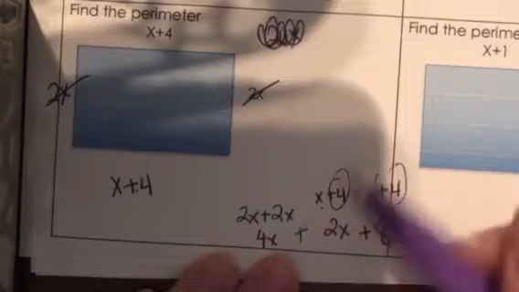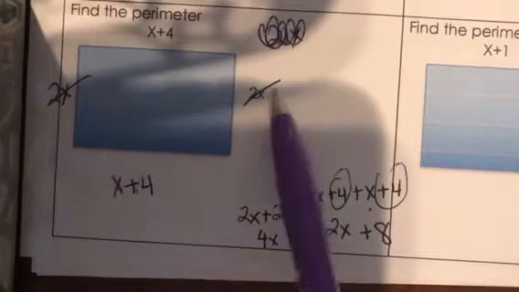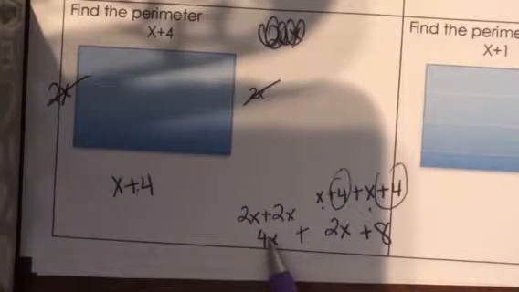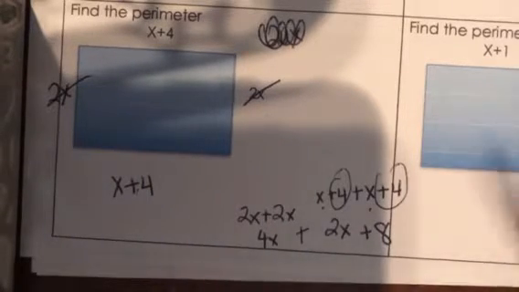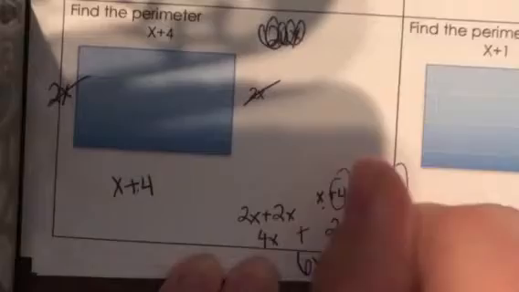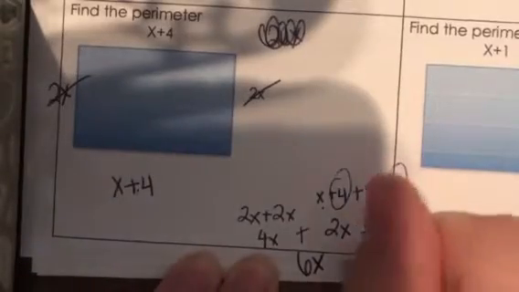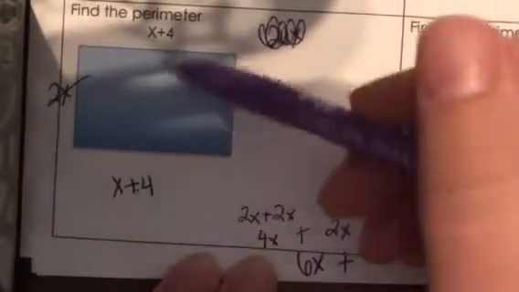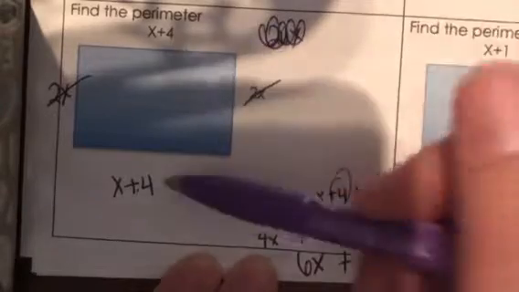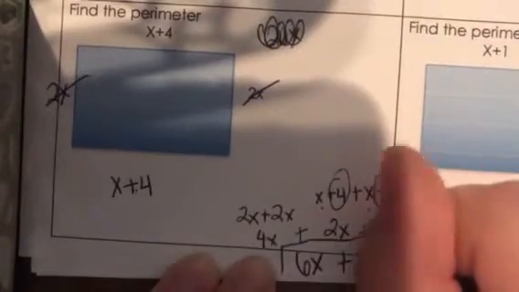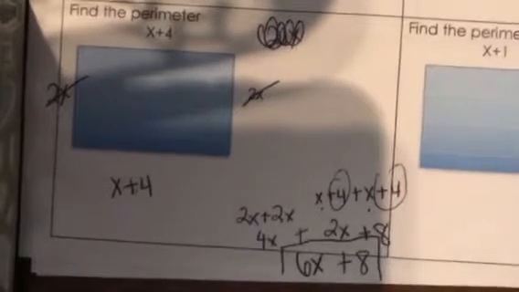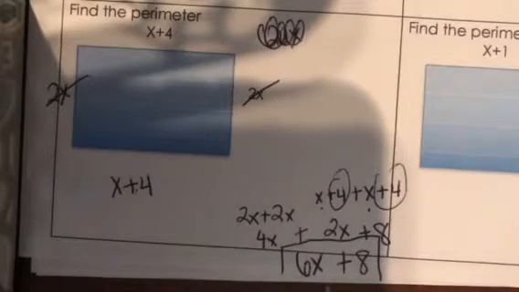So, all together, I have 2x's plus 2x's is 4x's. Plus an x and an x is another 2x's, so that's 6x's all together. Plus my two constant terms, my two numbers by themselves, 4 and 4 is 8. So an expression that represents the perimeter of this rectangle would be 6x plus 8.